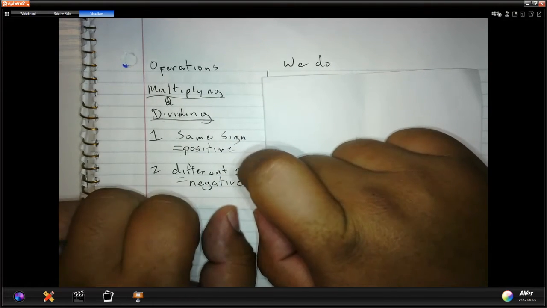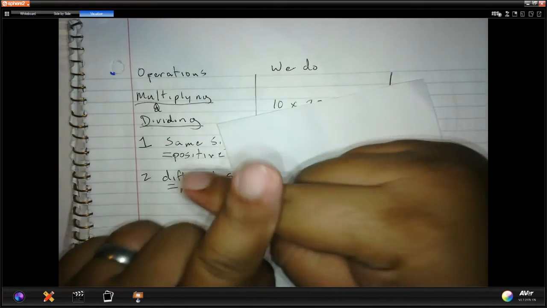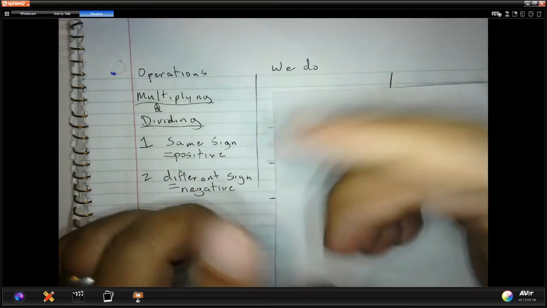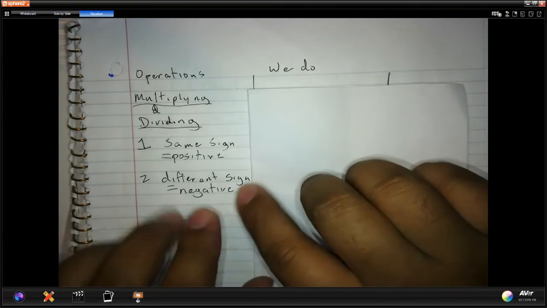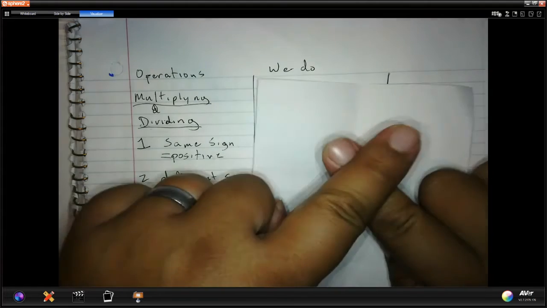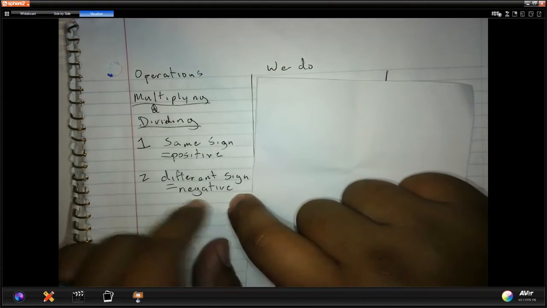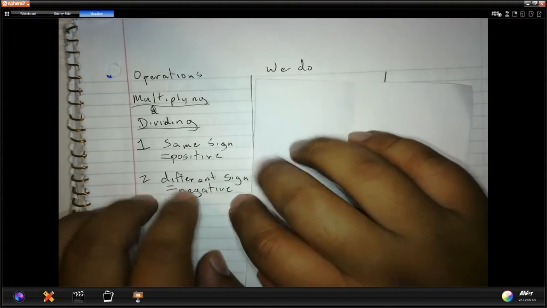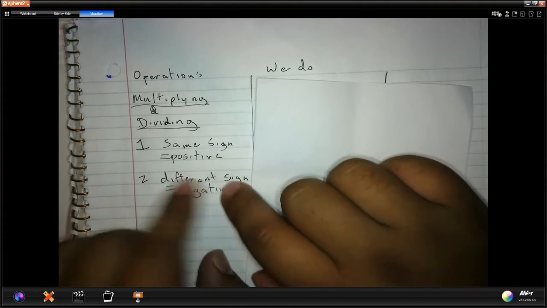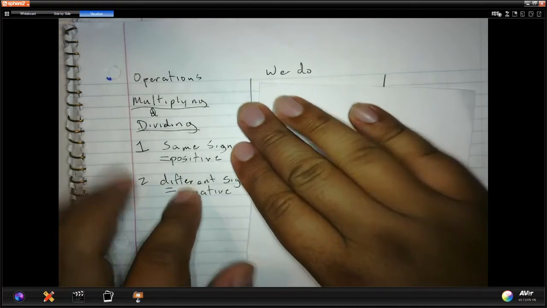So if I'm multiplying two negatives, those two negatives make a positive. If I have a positive and a positive again, that means my answer is going to be positive. But if they are different signs, if I have one number that's a negative and another number that's a positive, then they're going to make a negative solution, okay? My quotient or my product will be negative if those signs are different. So let's go ahead and look at some examples.